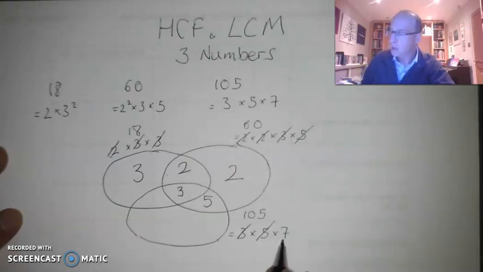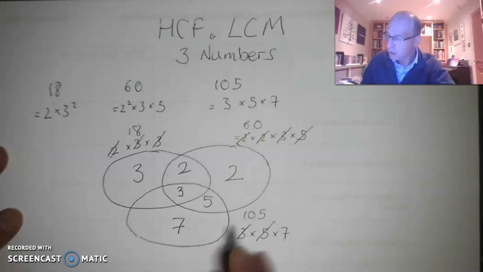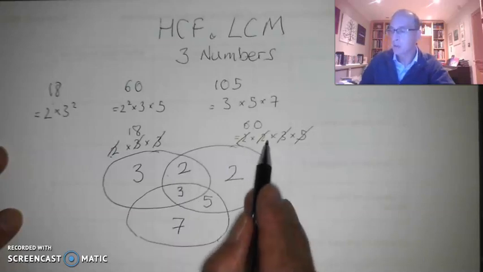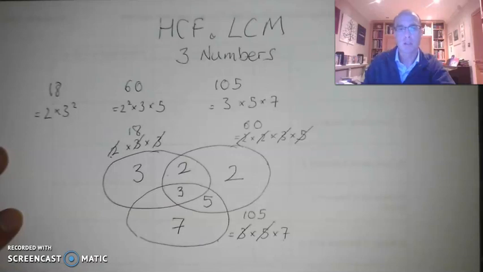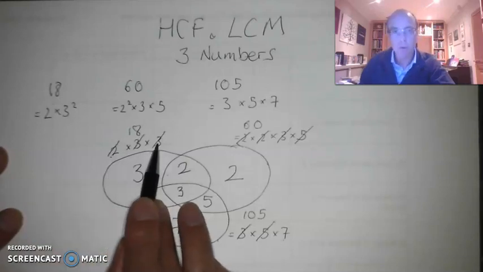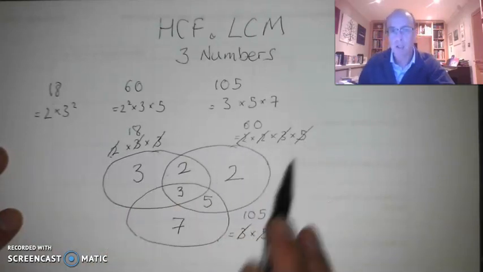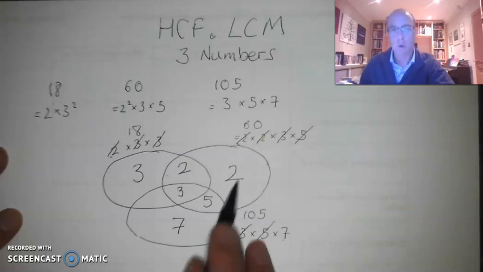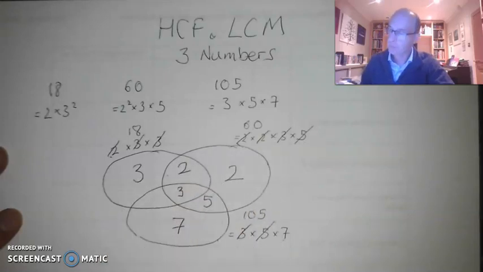And my last number, I've got a 7. It's included within my 105. It's not included within my other two lists. Check my list. I've crossed off all the numbers here, all of the numbers here, and all of the numbers there, so they're all included within my Venn diagram.